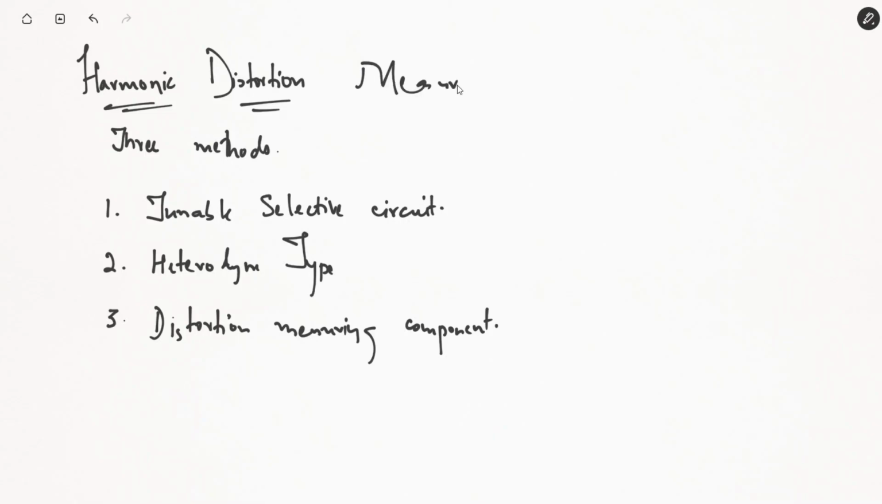So you can measure harmonics present in your power system, your currents, voltage, etc. by these three different methods. One is the tunable selective circuit, another one is the heterodyne, and the third one is the distortion measuring component. The basic operation is still the same: you are selecting only one frequency component while rejecting all other frequency components. The circuitry is somewhat changed to accommodate the frequencies and voltage levels.